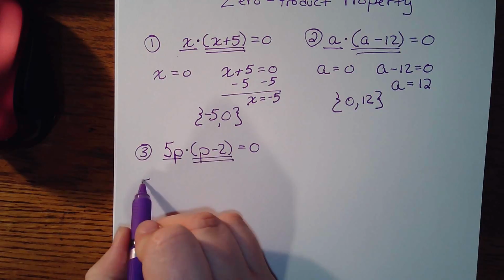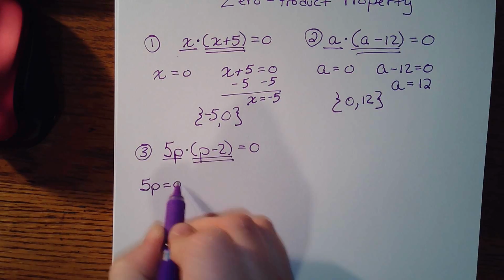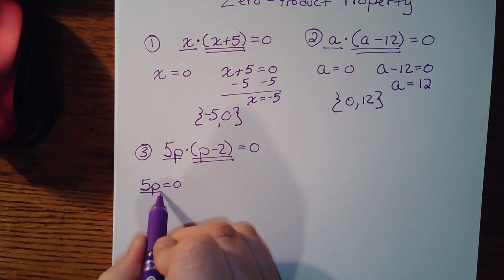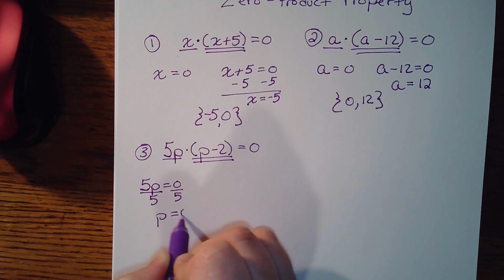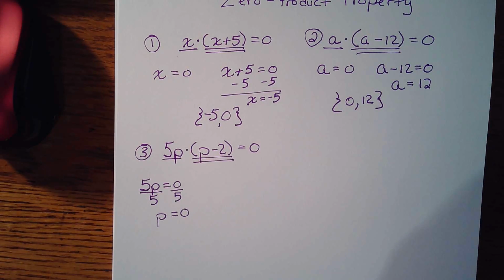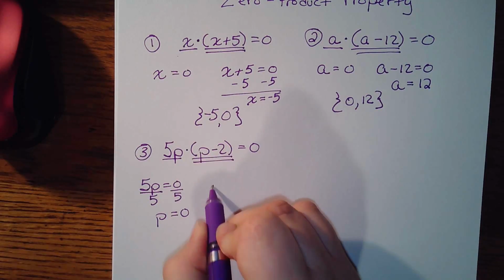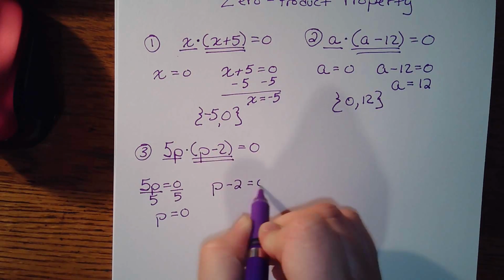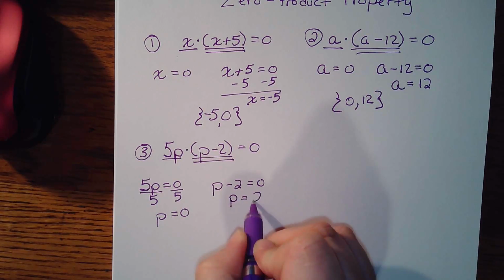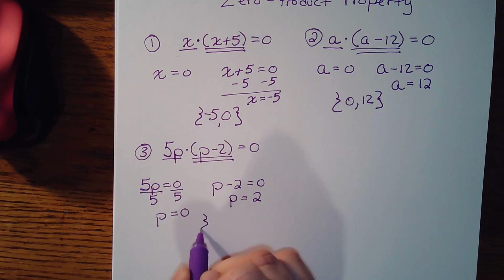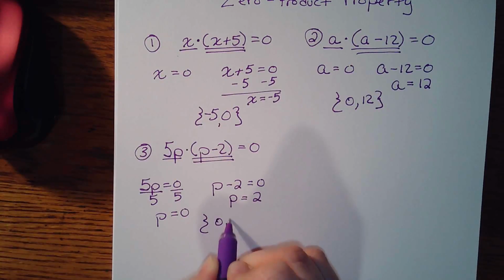So 5p equals 0. Well, we know whenever we divide something into 0, it becomes 0. So that 5 right behind that p means nothing. It's just going to get dropped out in the end. And then, of course, the one in the parentheses stays the same. So I'm going to add 2 across. So I'm going to have p equals 2. So your two answers are going to be 0 and 2.